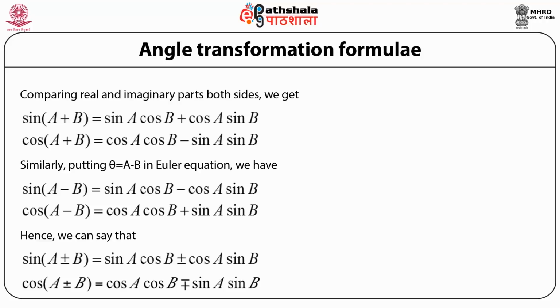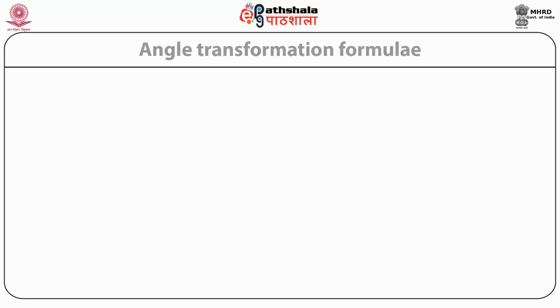So if it was cos of A plus B, then these two terms are subtracted: cos A cos B minus sin A sin B. If it was cos of A minus B, then it is completely different. Then it's cos A cos B plus sin A sin B.